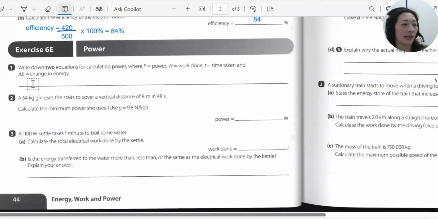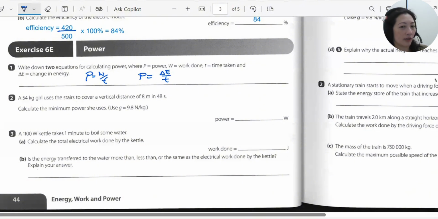Now let's go on to exercise 6E. Write down two equations for calculating power, where P equals power, W equals work done, and T is time, and triangle E, change in. And remember, the triangle means the change in, or the difference in value. So I've already given you the equations in class. So you should know already that power can be calculated as the work done over time, or energy over time. In this case, because I use triangle E, you write here triangle E. Okay? All right, let's continue.